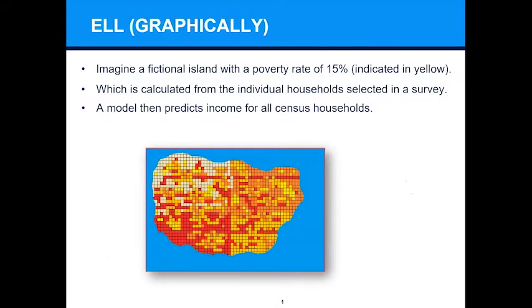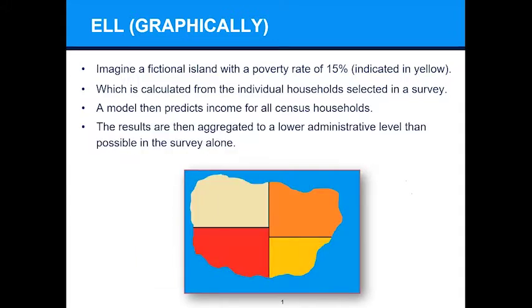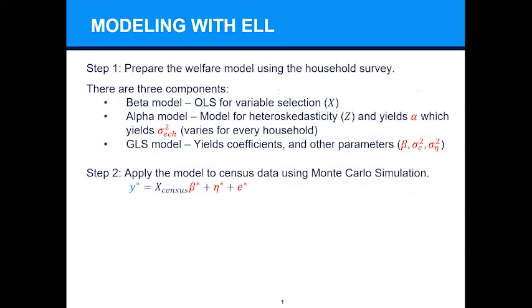A model then predicts income for all census households. And these results are then aggregated into a lower administrative level than would be possible with the survey alone using direct estimates. The ELL approach to the construction of the poverty map basically takes place in two steps. Working first with the household survey data, the beta model is developed using an ordinary least squares prediction approach with either income or consumption as the dependent variable being modeled.